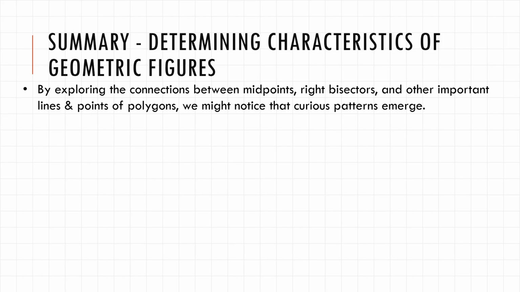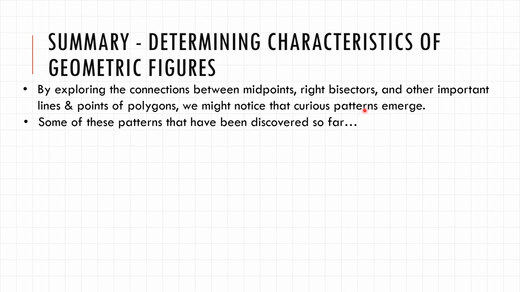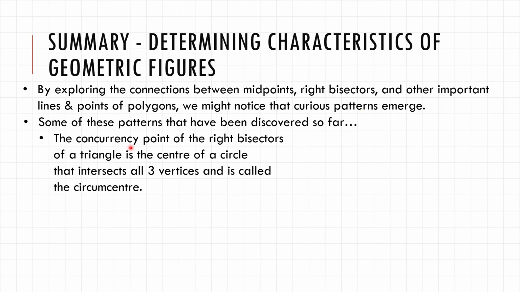We started off by exploring the connections between midpoints, right bisectors, and other important lines and points of polygons, and we noticed that when we start to do this, some interesting patterns start to emerge. Some of the ones that we looked at so far in this unit, to start off with, we noticed that the concurrency point of the right bisectors of a triangle is the center of a circle that intersects all three vertices, and we call that the circumcenter.